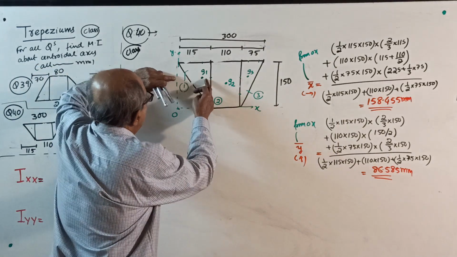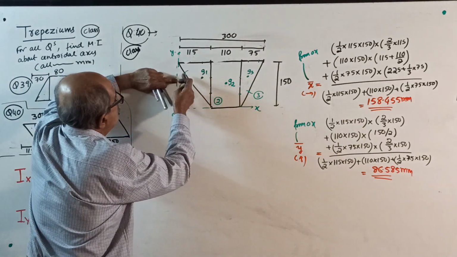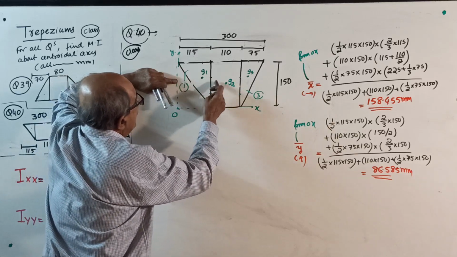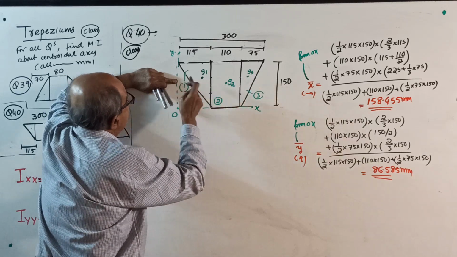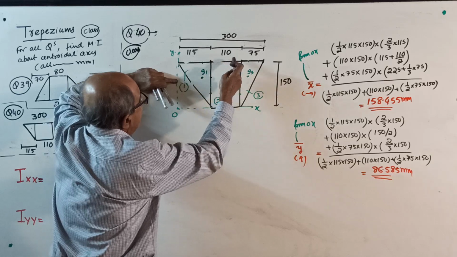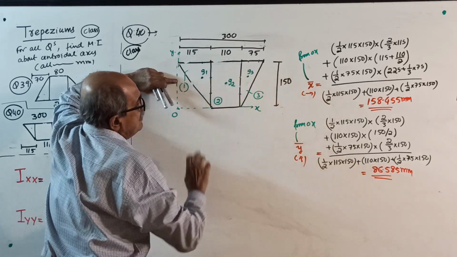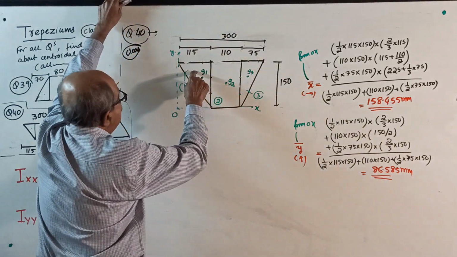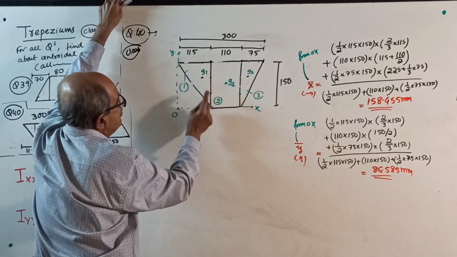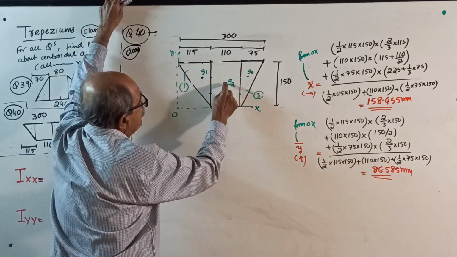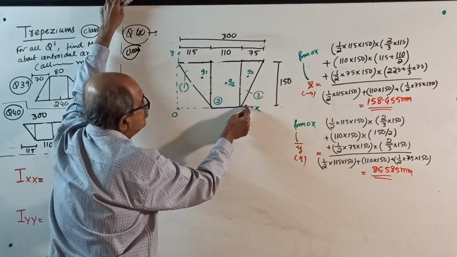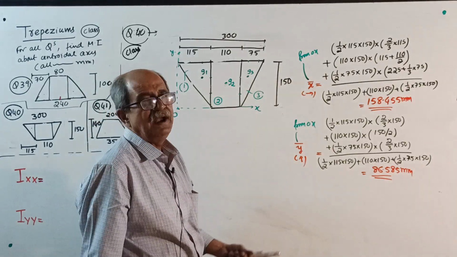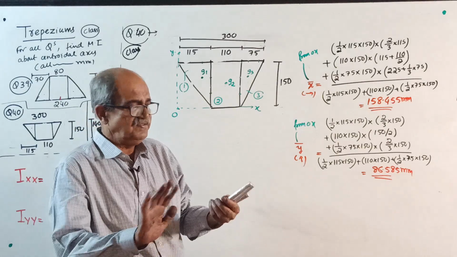For X bar: this area into 2/3 of 115, this area into 115 plus half of 110, that area into 115 plus 110 plus 1/3 of 75, divided by total area. Y bar: this area into 2/3 of 150, this area into half of 150, this area into 2/3 of 150, divided by total area. Okay. Now, if anybody wants more clarification, my class is not suitable for them.